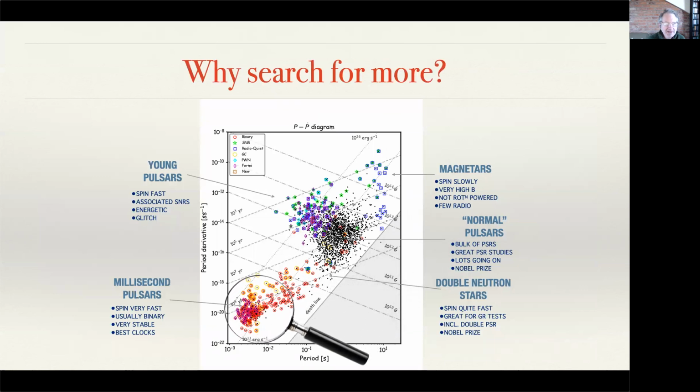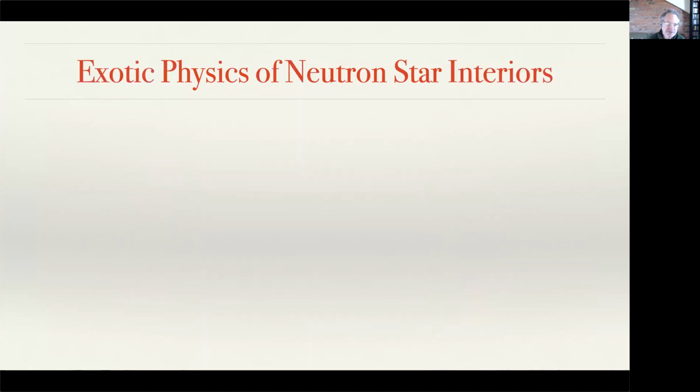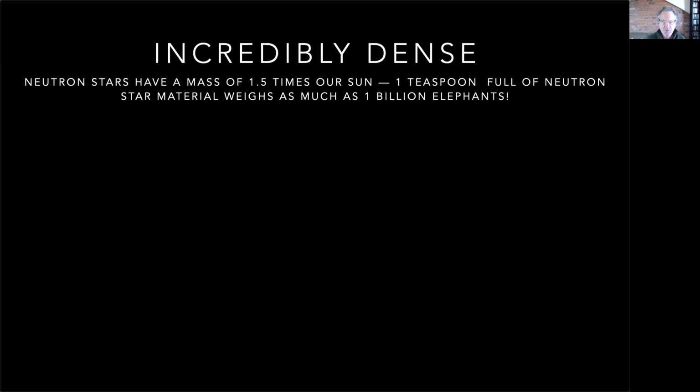So again, we're going to go back down to the millisecond pulsars, but also to the young pulsars when we think about how we can do studies of the material that makes up the neutron stars themselves, the so-called neutron star equation of state. So we want to look at the exotic physics of the neutron star interiors. And why is this interesting?